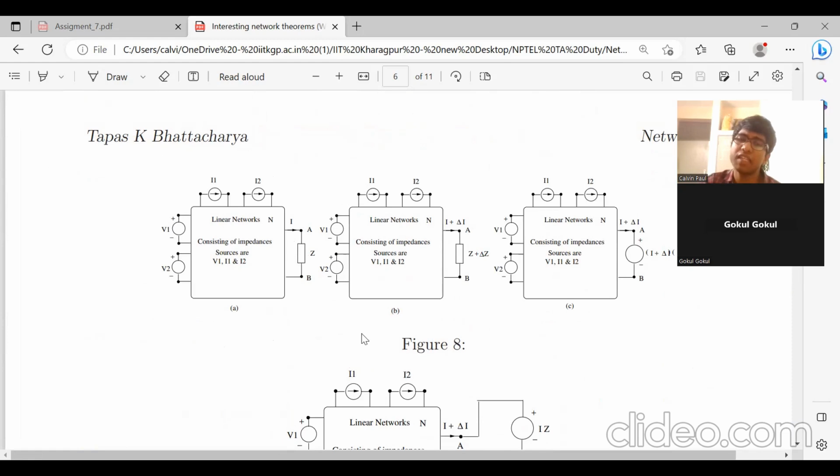Now suppose every other element remains the same in the network. All these voltage sources, all these current sources remain the same. Nothing changes, except this impedance changes from Z to Z plus delta Z. There's some factor delta Z, whether it's positive or negative, we don't know. And that results in a change in the current. Current goes from I to I plus delta I.